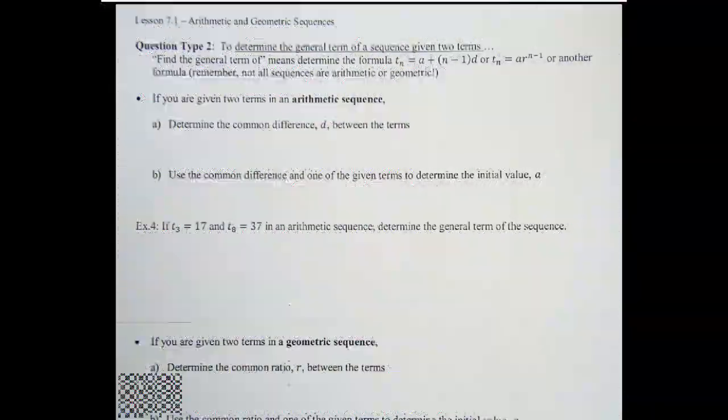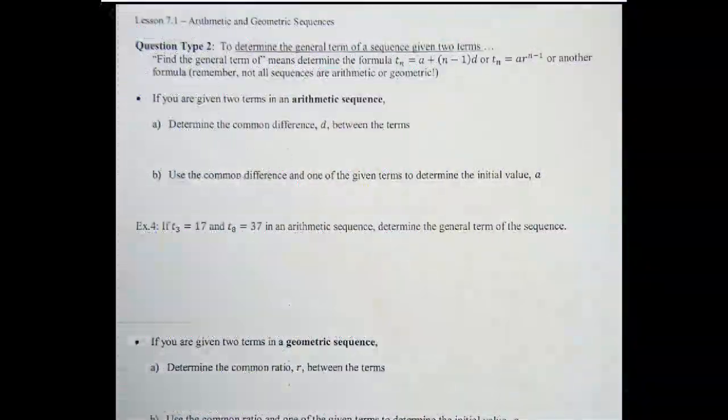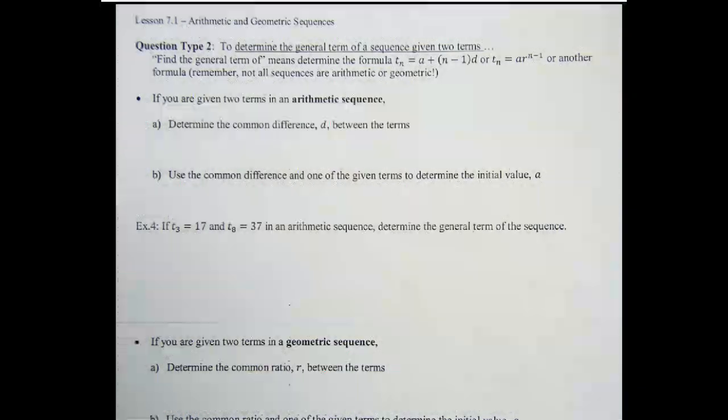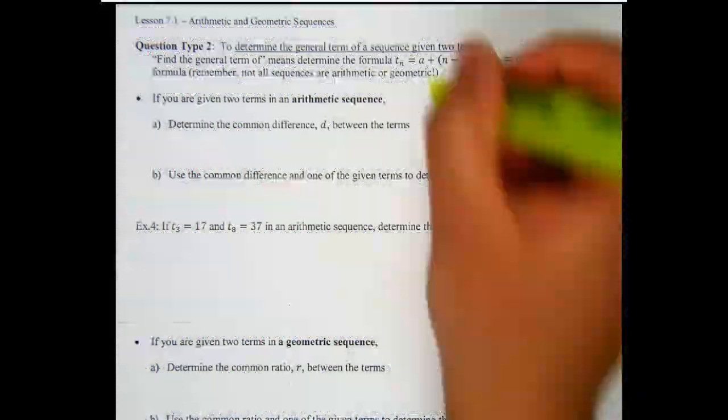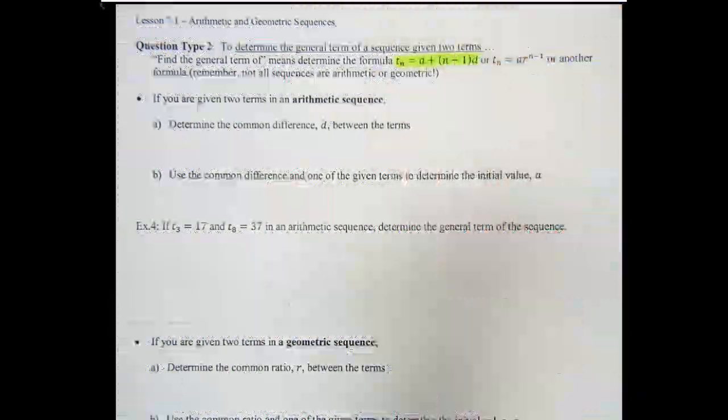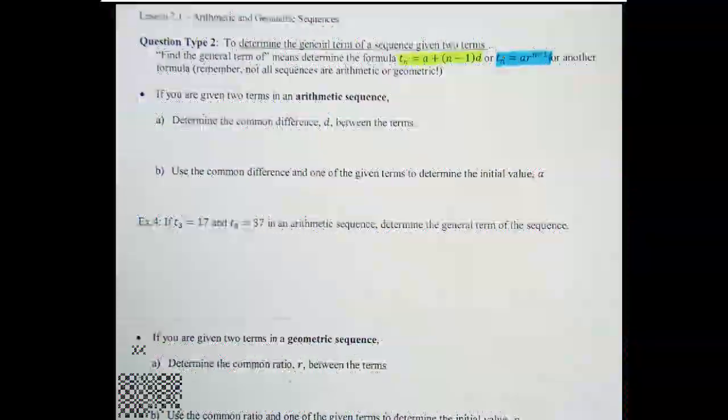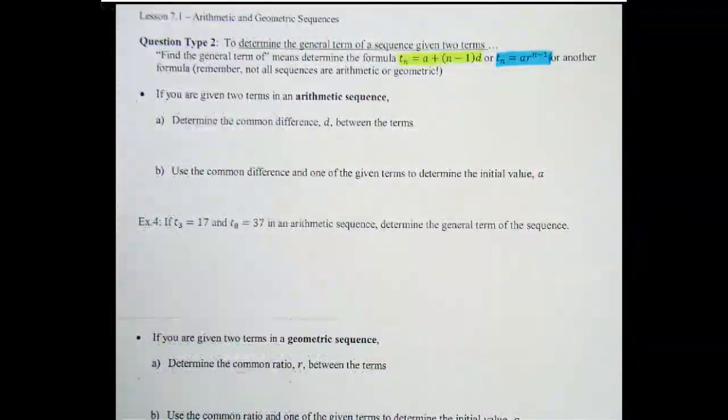All right, moving on to the top of page 3. The second question type, to determine the general term of a sequence. And you have to be given at least 2 terms in order to do this. So find the general term of means determine the formula. So determine either the arithmetic sequence general formula or the geometric sequence general formula, or possibly a totally different formula, neither arithmetic nor geometric. And we'll go over an example like that.